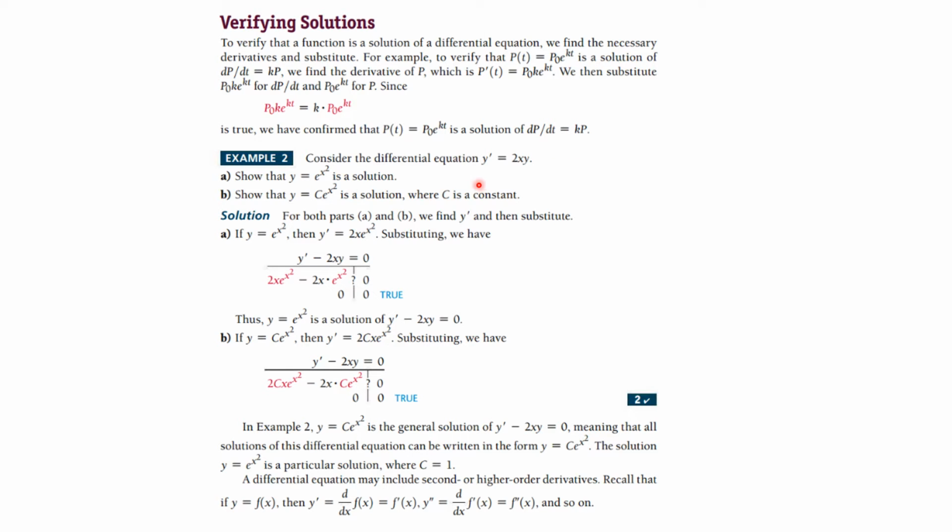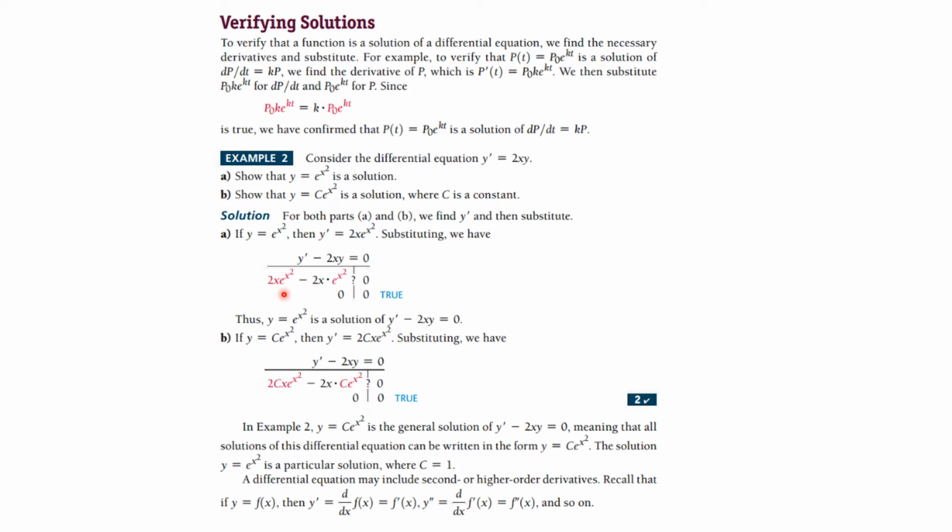Let's do another example. This one is y prime is equal to 2xy. In part A, we're supposed to show that e to the x squared is a solution. So we take y equal to e to the x squared, and then we'll take y prime, and we will substitute. We're going to subtract this from both sides, so we'll have y prime minus 2xy, again letting y equal e to the x squared, and we need to show that that's equal to 0.